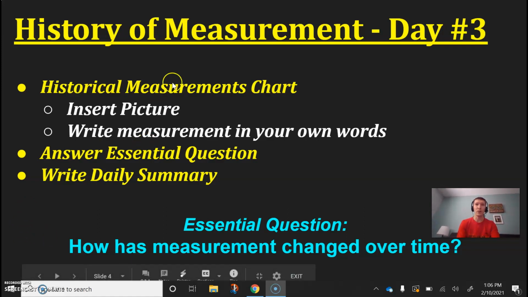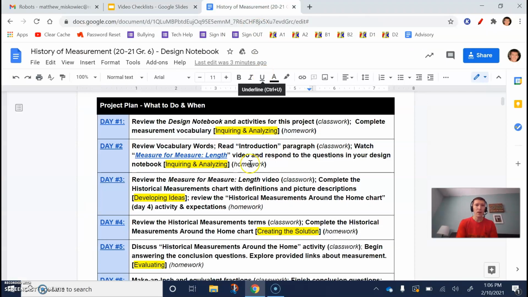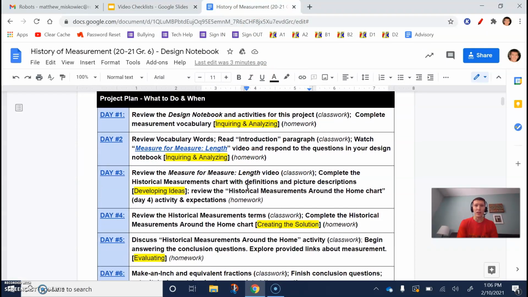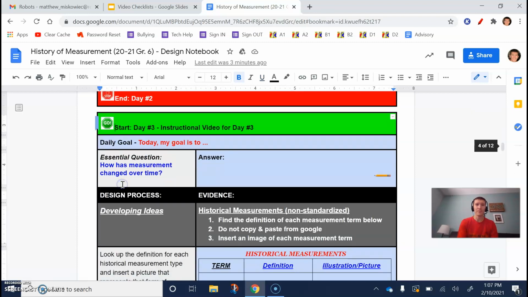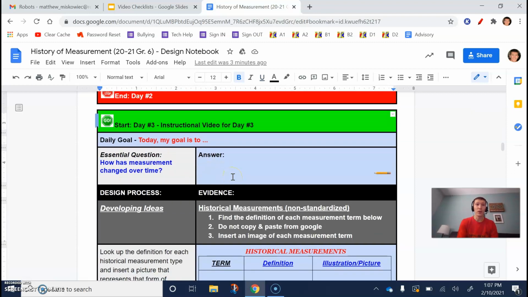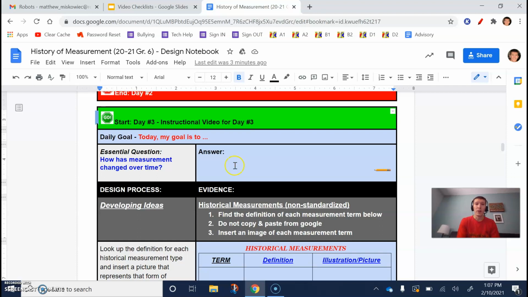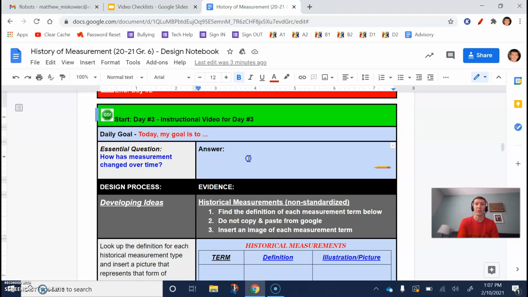So if we look at our design notebook, we are on day number 3 of this project. And so we're going to complete the historical measurements chart, and then we'll be ready for day number 4. So I'm going to click on day number 3 here. That'll take me straight to where I need to be. Remember to write your daily goal and your essential question at the end of class. Make sure you have that written in here, complete sentence, capital letter to start it, and a punctuation mark.